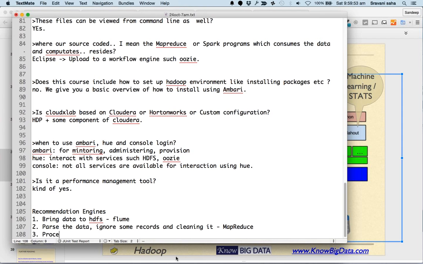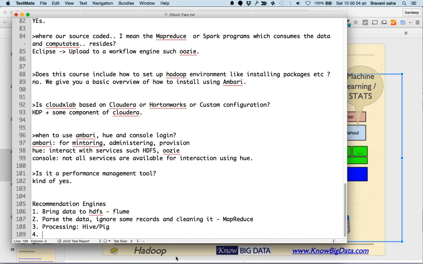Third was further processing that was done using Hive/Pig. Number four, once we were finished cleaning the data and we were finished further processing using Hive and Pig, we moved on and fed the data to Mahout. Now Mahout gave us recommendations.